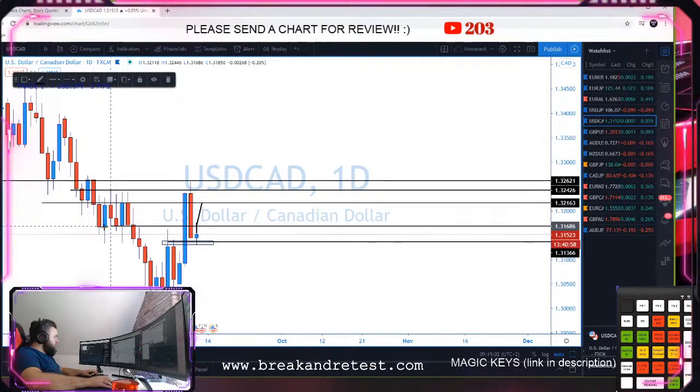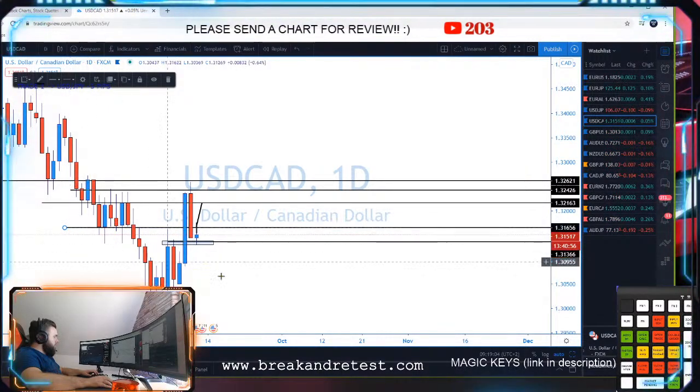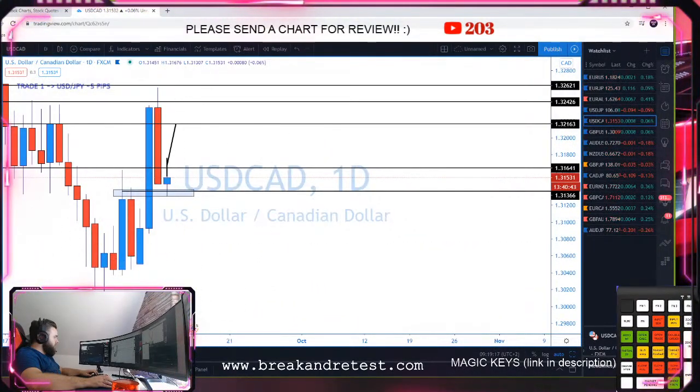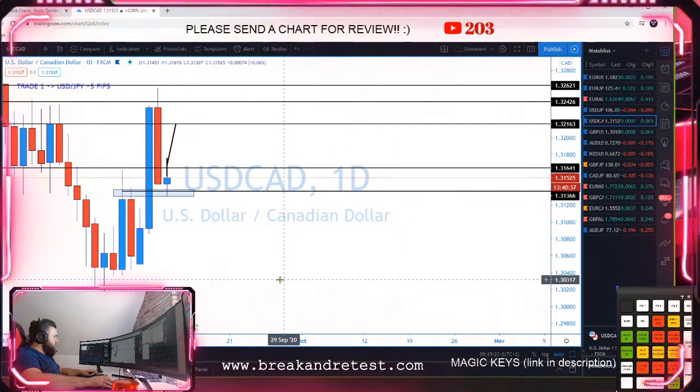So it looks like the level I'm waiting for a break is a daily level. Interesting. But could that be a daily retest?